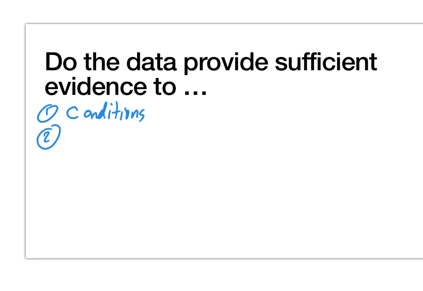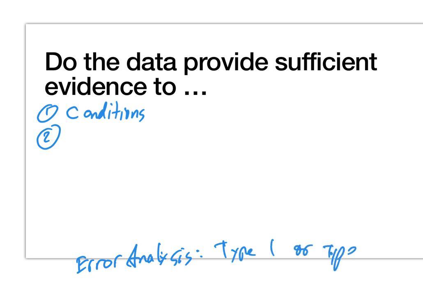What else do we have to have? Type 1 or type 2 error. That'll be at the end, when we talk about error analysis, which we'll be talking about whether it's a type 1 or a type 2 error, or what they would be in context.